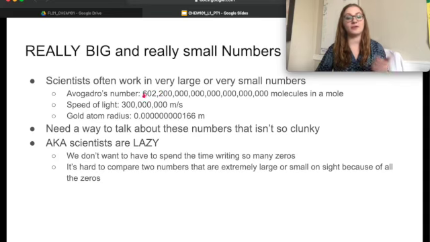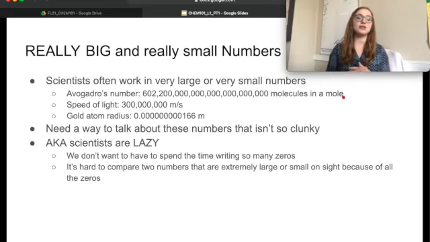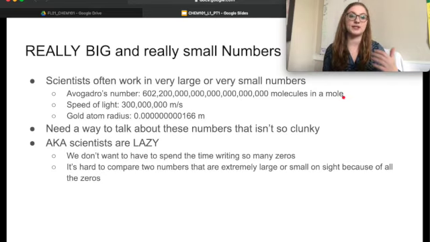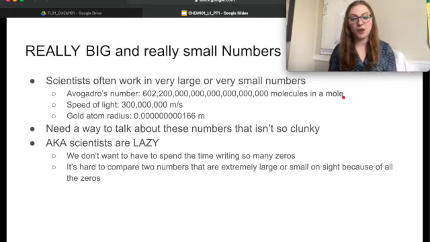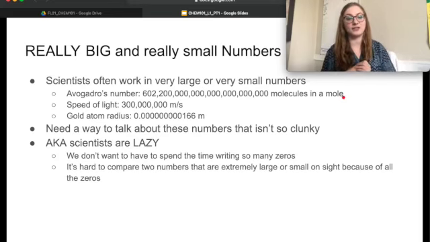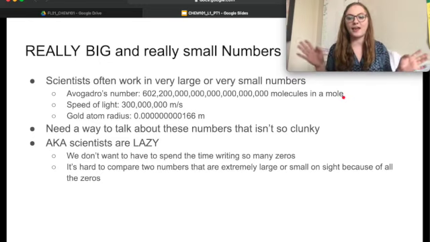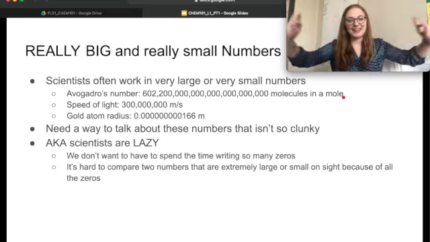It's really hard for me to compare the speed of light to Avogadro's number if I ever just wanted to know how big they were in comparison to each other, right? Because there's 1.5 million zeros here, and there's a few here, and I don't know exactly what this means or where it's coming from. So it's hard to see exactly how much bigger Avogadro's number is than the speed of light, for example, or how much smaller the radius of a gold atom is in comparison. So we really need a way to talk about these numbers that isn't so clunky with all these zeros. And this will be a theme throughout the whole semester, aka scientists are lazy, right?